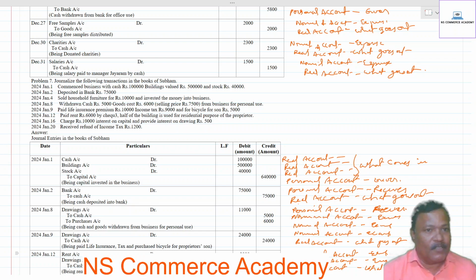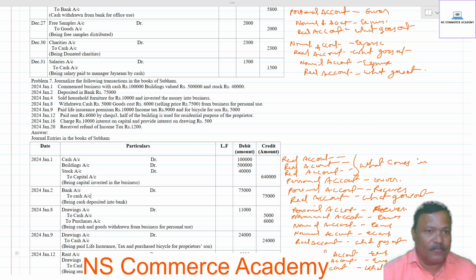Unit number 1, general entries problem. Problem number 7: journalize the following transactions in the books of Shubham. 2024 January 1st, commenced business with cash rupees 1 lakh, building value rupees 5 lakhs and stock rupees 40,000. 2024 January, deposited into bank rupees 75,000. 2024 January 4th, sold household furniture for rupees 10,000 and invested the money into the business.